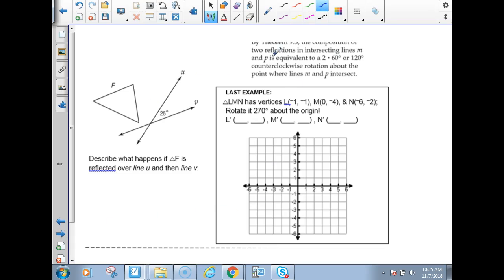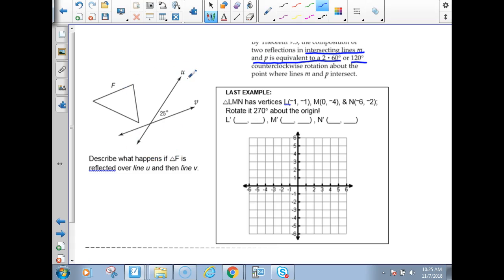So what's going to happen? Oh, this is just a little bit cut off. You can see it in your ISN. By theorem 9.3, the composition of two reflections in intersecting lines M and P, this is all we just wrote down, is equivalent to 2 times 60 or 120 degrees in a counterclockwise rotation about the point where the lines intersect.